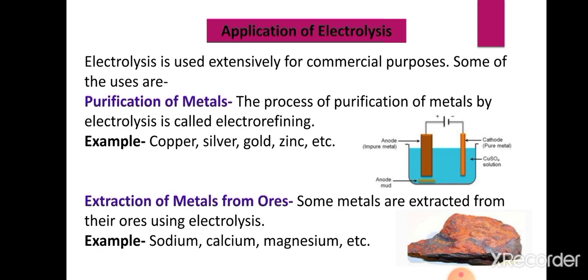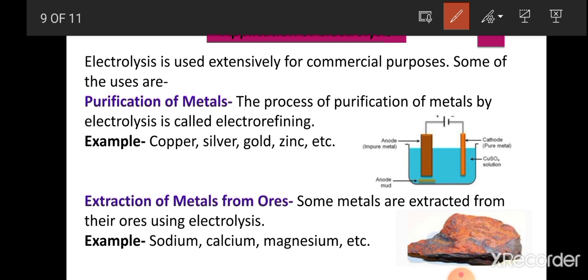So the first use of this method is purification of metals. When metals are purified by the method of electrolysis, it is called electro-refining. And for this purpose, when we have to purify metals, what we do is take the impure metal which has to be purified. That impure metal is taken as anode, and the pure metallic strip is taken as cathode, and the soluble salt of that pure metal is taken as an electrolyte.